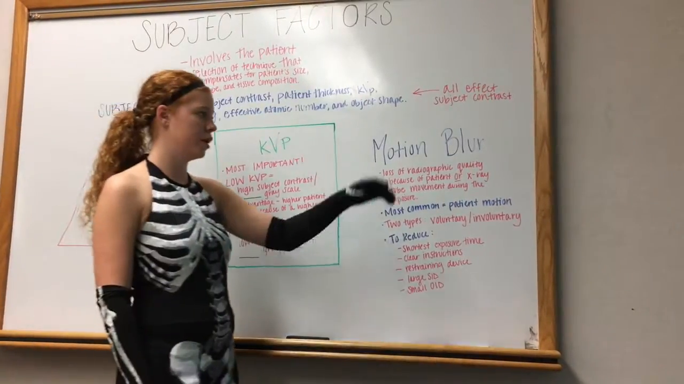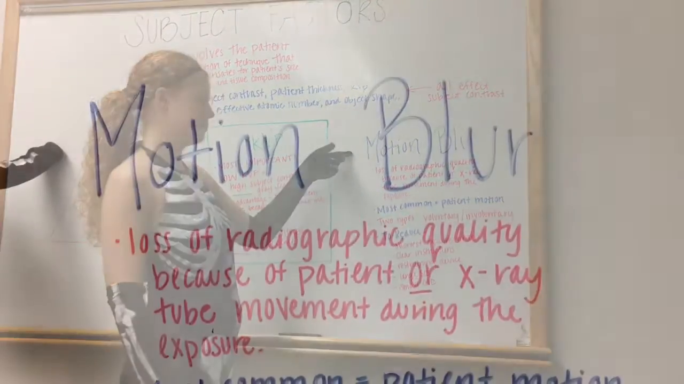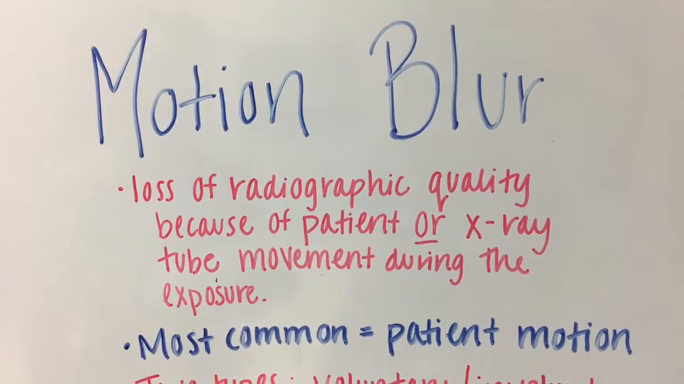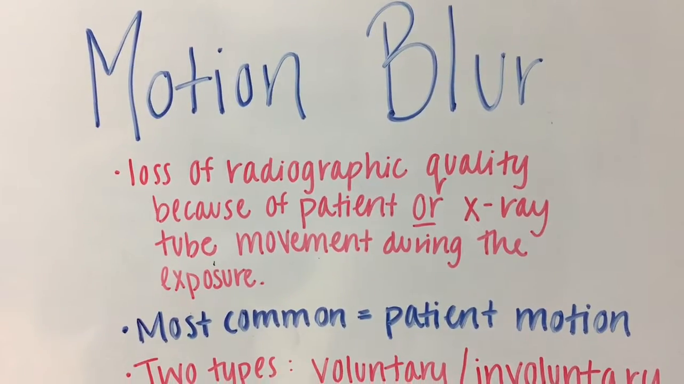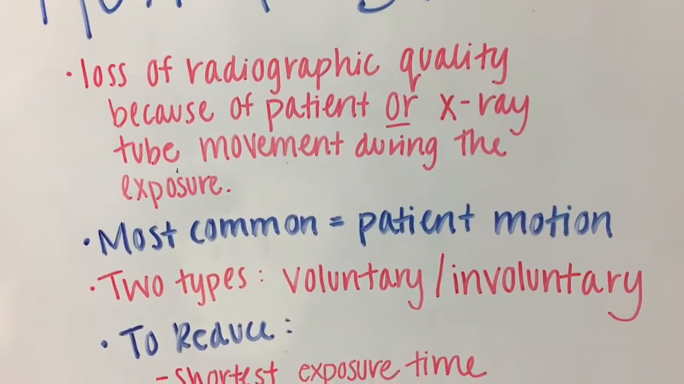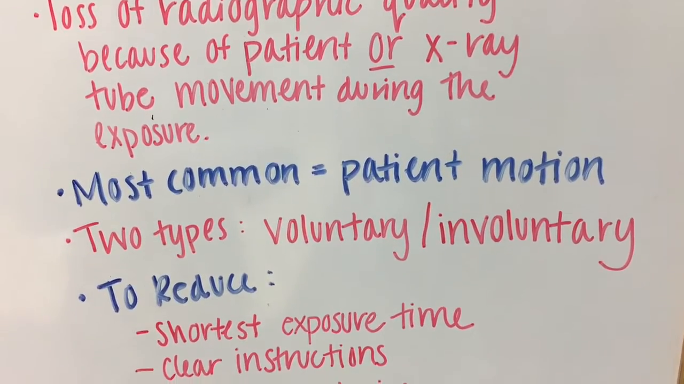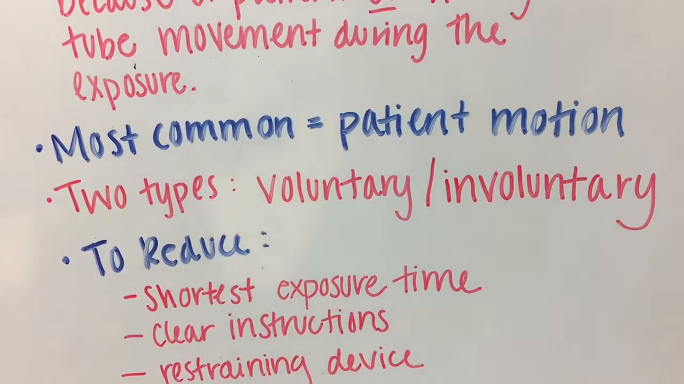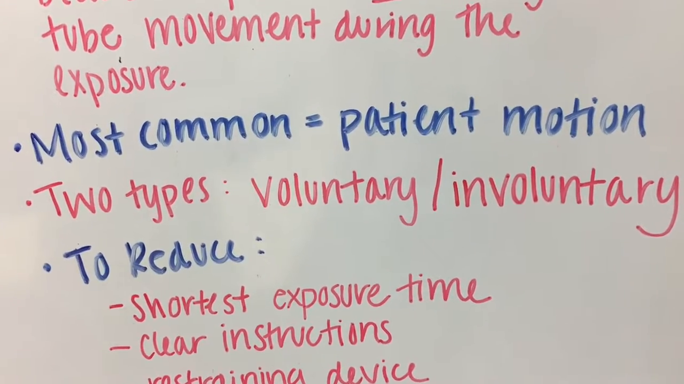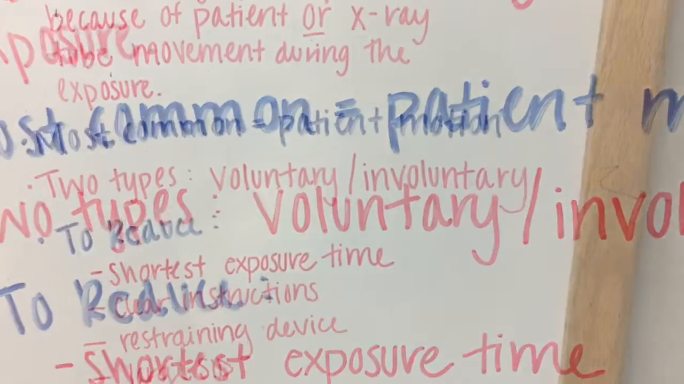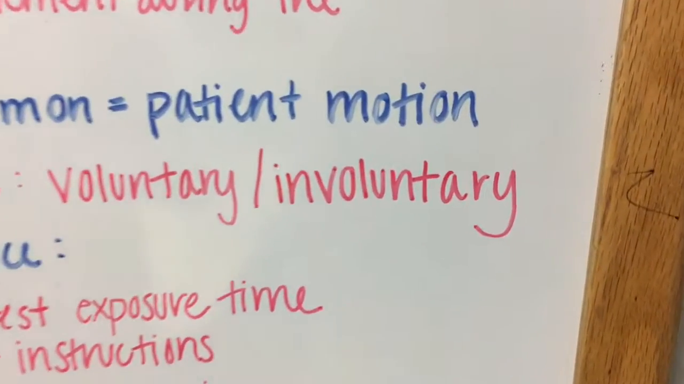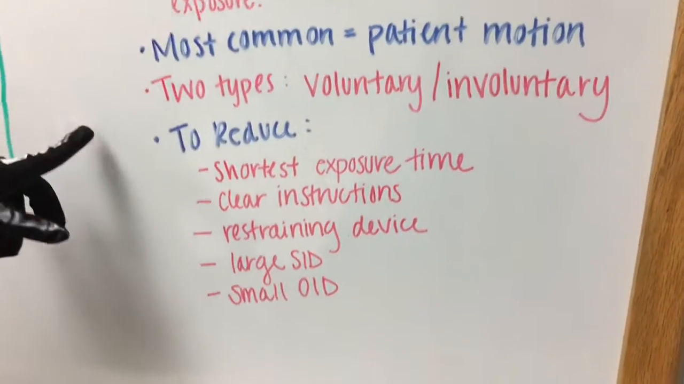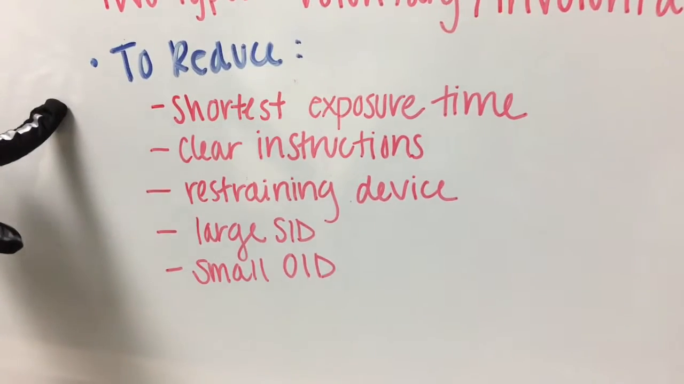One more topic I want to go over is motion blur. Motion blur is the loss of radiographic quality because of patient or X-ray tube movement during the exposure. Patient motion is usually the cause of motion blur. There are two types of patient motion, voluntary and involuntary. An example of voluntary patient motion is movement of the arms and legs, and an example of involuntary motion is the heart beating.